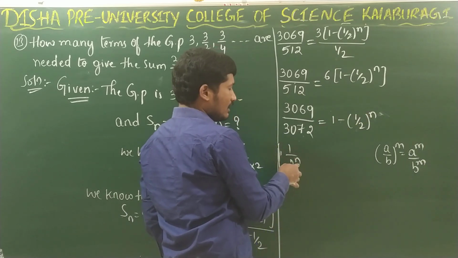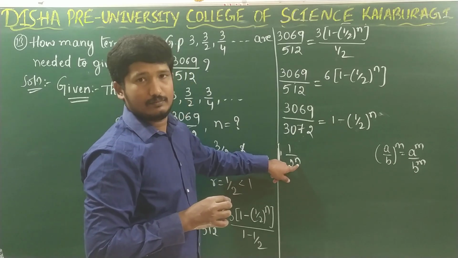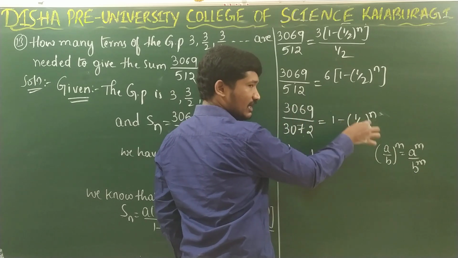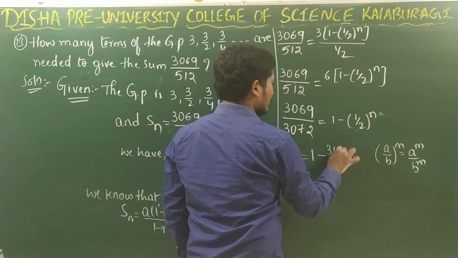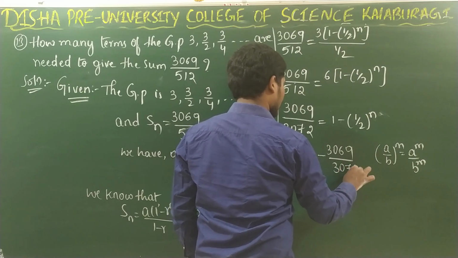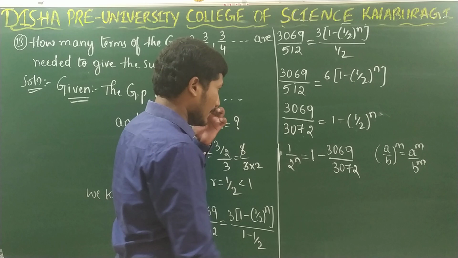So in the denominator we have 2 power n, right? So this is equal to 1 minus, I am transferring this to the RHS. So I will get 3069 divided by 3072. Right? So I hope you understood this. Right. Next.